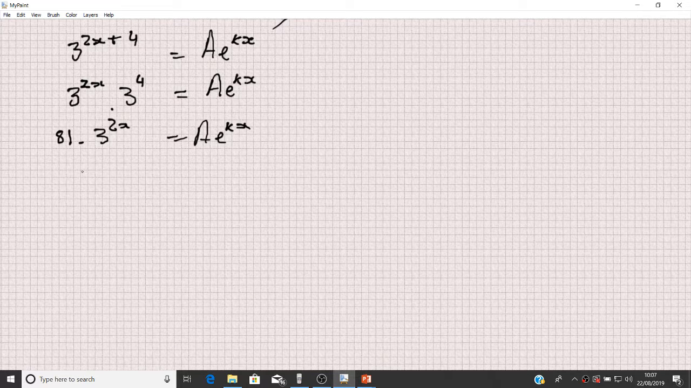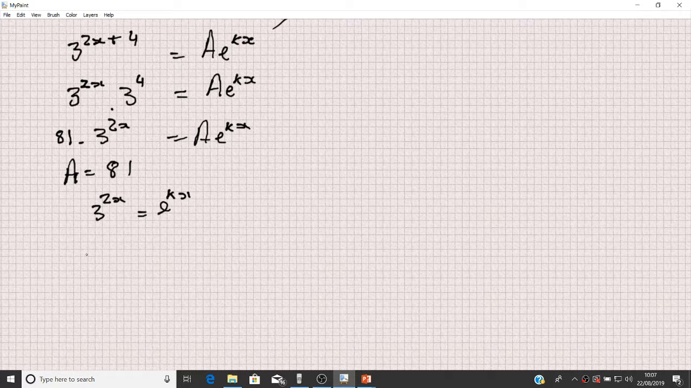Now at this point I can assign the value of a equals 81. So we'll just say assume a is 81. If a is 81, then it's true to say that 3 to the power of 2x must equal e to the power of kx. And we're going to again use our rules of ln to find a value of k, and when we have that we can put the expression together in the form that we need.